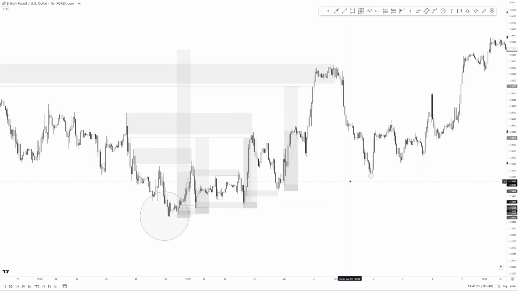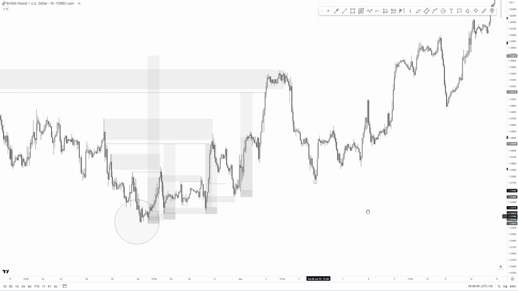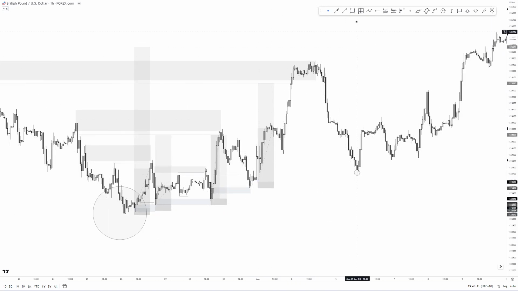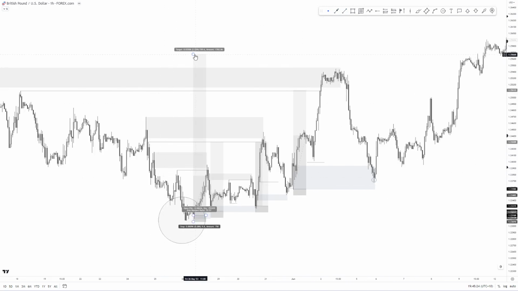Now, this had a much stronger reaction. We took out that liquidity, we reacted strong, but like we've been talking about, we created continuational structure. What did it use as inducement? It used this as inducement to fuel that move to the upside. But that would have been a very good take profit.